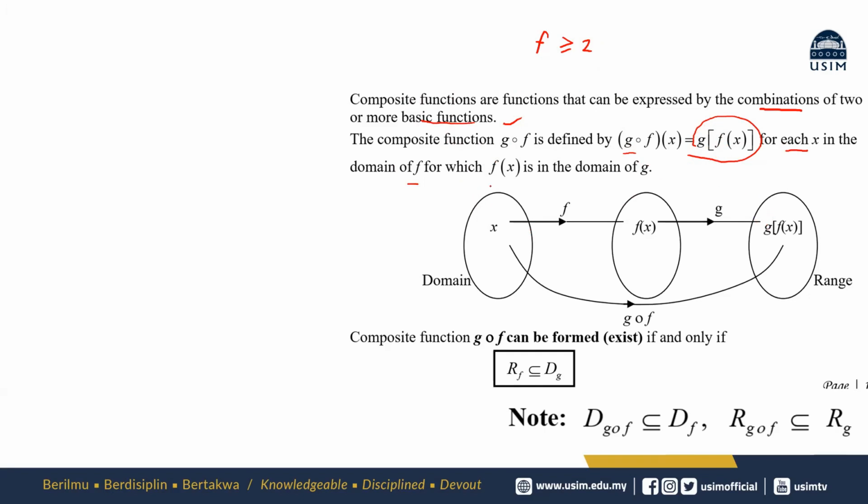This one is our domain for F and this one is our range for F. This one is the domain for G and this one is the range for G. The composite function G compose F can be formed if and only if the range of F is a subset of the domain of G. In the second circle, the range of F and the domain of G overlap, meaning the elements of the range of F are also in the domain of G.